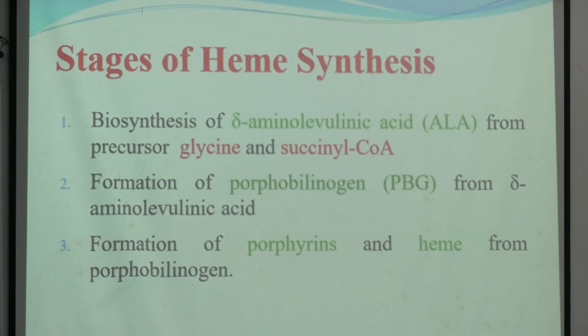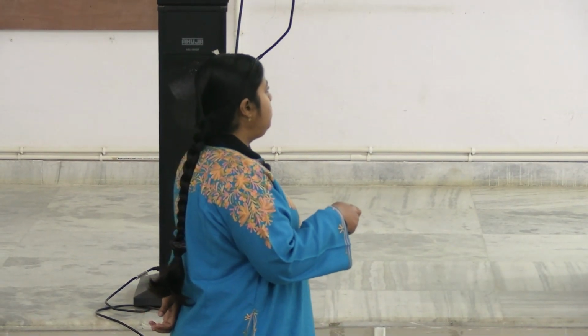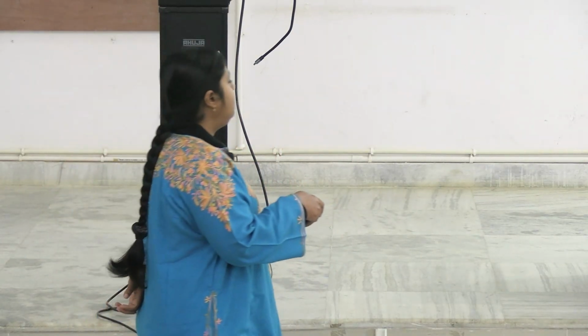And succinyl-CoA comes from which major pathway? TCA cycle or citric acid cycle. So, succinyl-CoA is an important intermediary of the TCA cycle. So, succinyl-CoA and glycine form delta amino levulinic acid in mitochondria. Okay, I will come into detail.